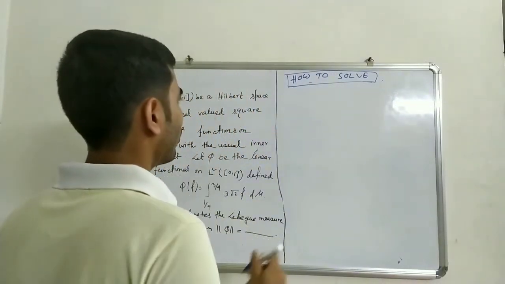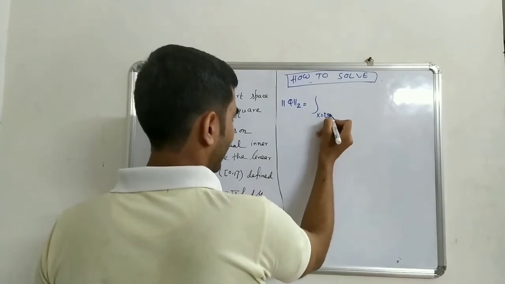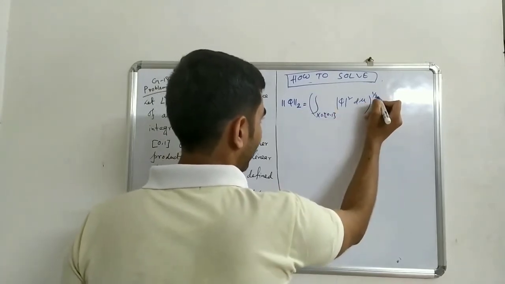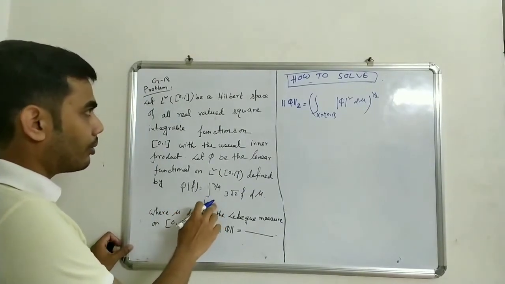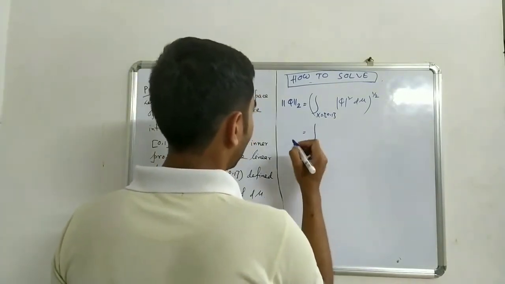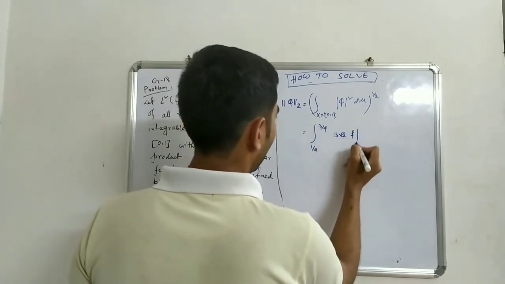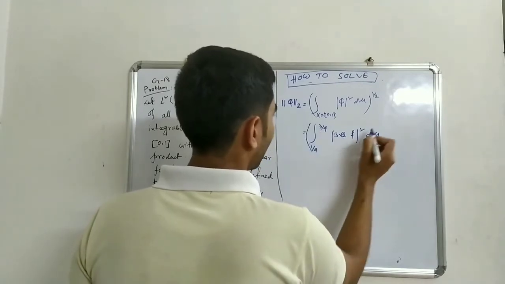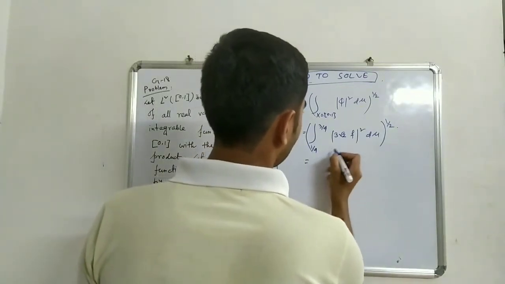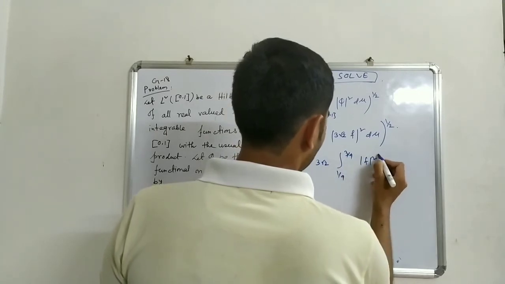Now, what is the norm of phi? This is equal to the integration over x in closed interval 0 and 1 of mod of phi square d mu, to the power half. Clear? And what is phi of f? Phi of f is equal to this. And this is equal to the integration from 1/4 to 3/4 of 3 root 2 f square d mu, to the power half. Clear? And this is equal to 3 root 2 times the integration from 1/4 to 3/4 of mod of f square, to the power half.